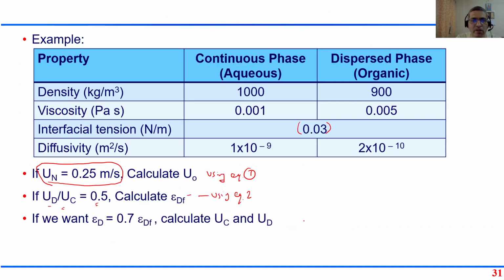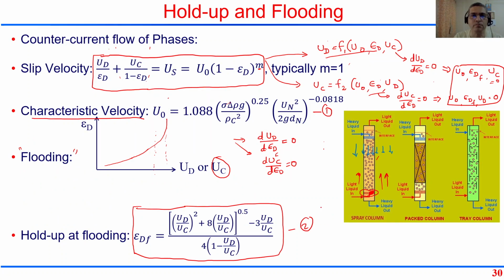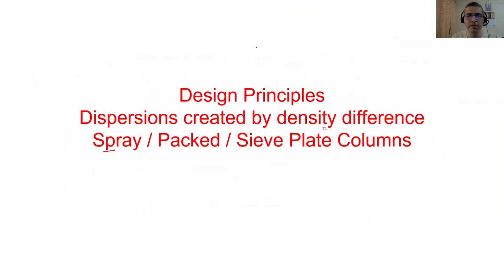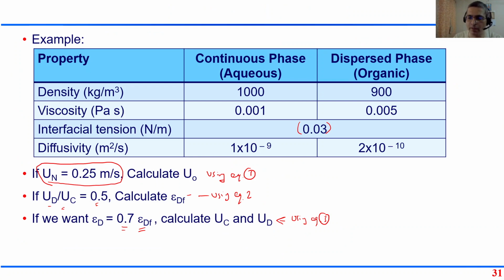And then suppose I say that in the actual column we want 70% of the flooding holdup, or 60% of the flooding holdup. We can't have 90% of the flooding holdup because then the margin would be very small. If the flow rates change a little bit, our column will flood. So we keep some kind of safe margin, let's say 60 or 70% of the flooding holdup in the column. Then I want you to calculate what should be the value of uc and ud using equation 3. This is our equation 3. Would you be able to calculate now? I'll give you 5 minutes to calculate.